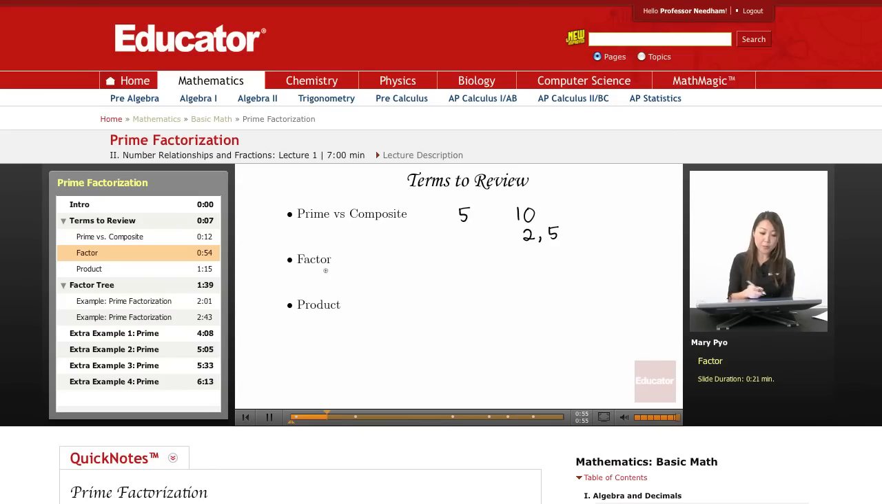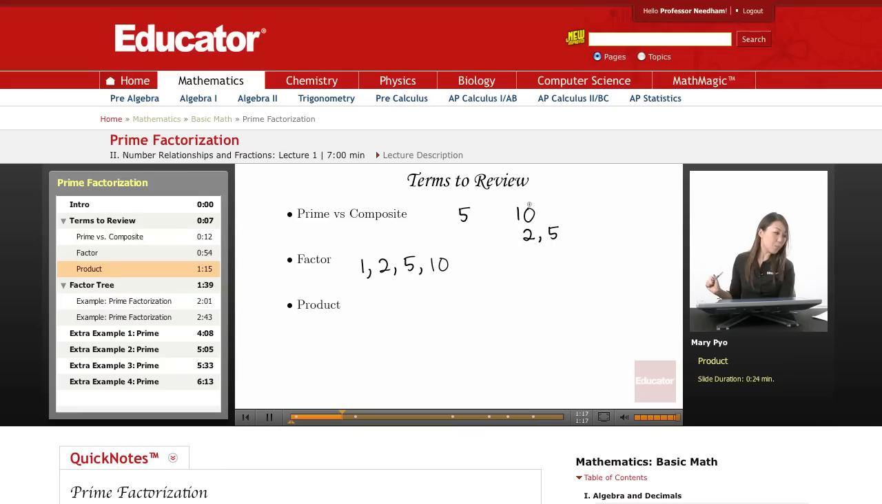So a factor would be all the number parts that go into a given number. So if we have, again, 10, the factors would be 1, 2, 5, and 10. These are all considered factors of the number 10.